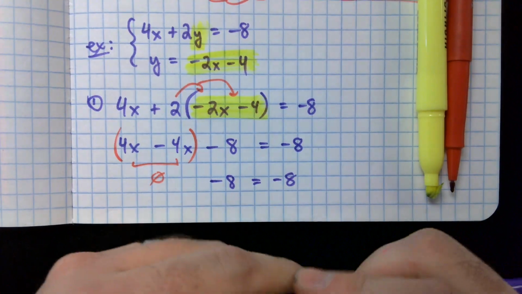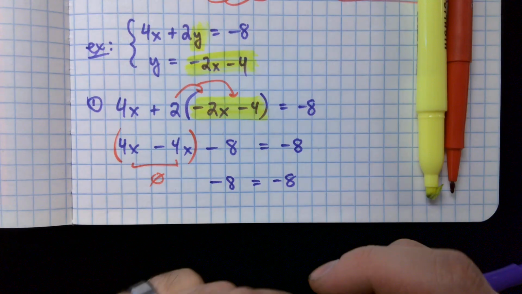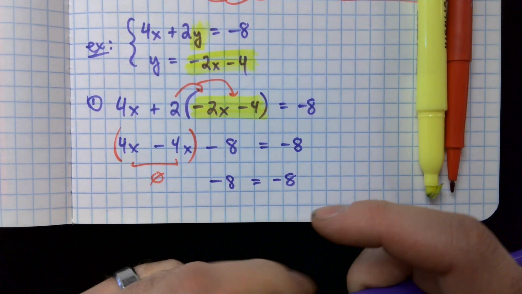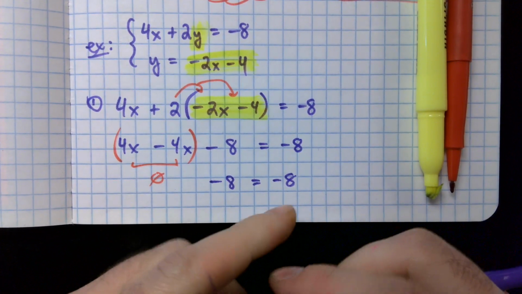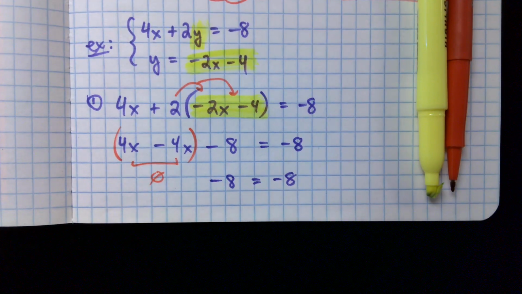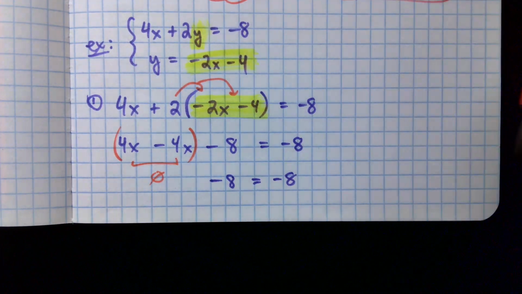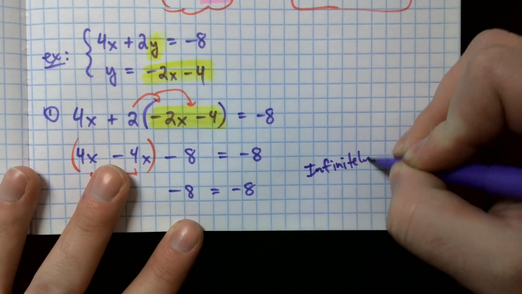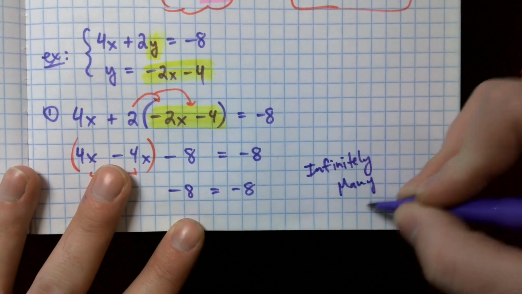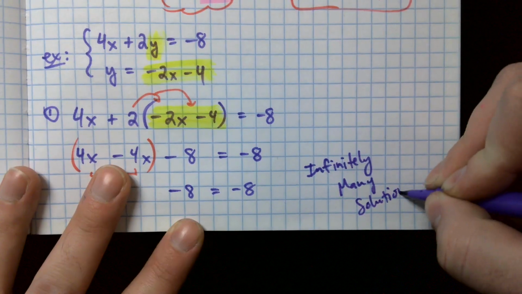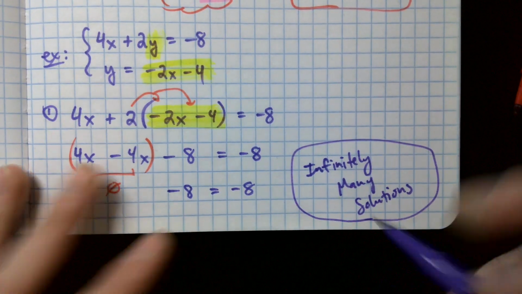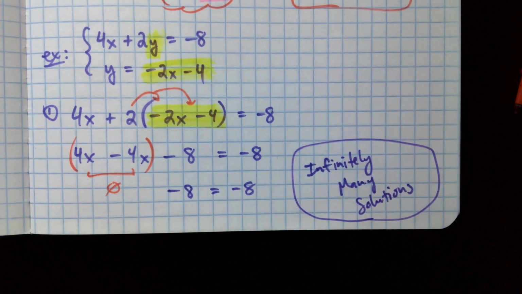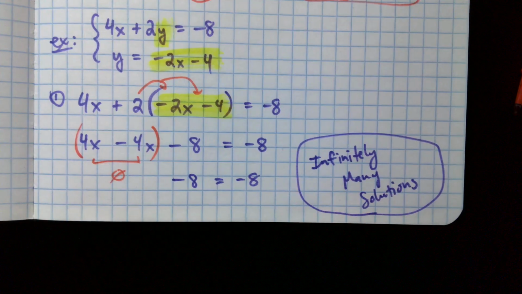What do I do now? I don't even need to do anything else. Would the solution be infinitely many solutions? Does negative 8 equal negative 8? Yes. When I hit that, I know infinitely many solutions right away.